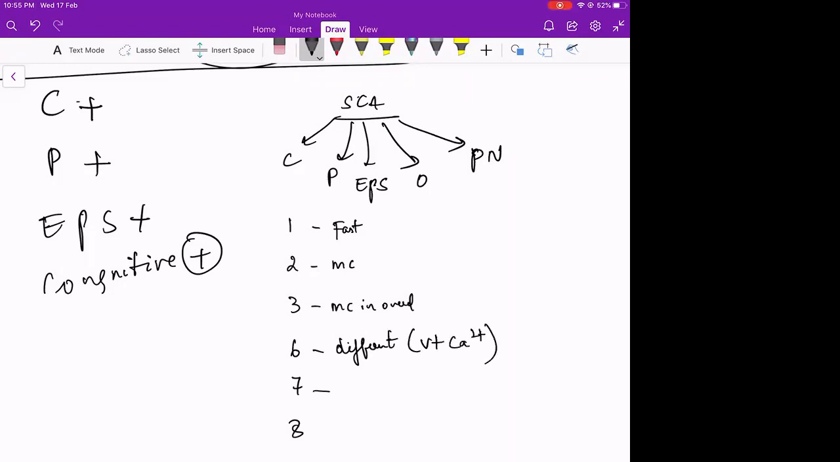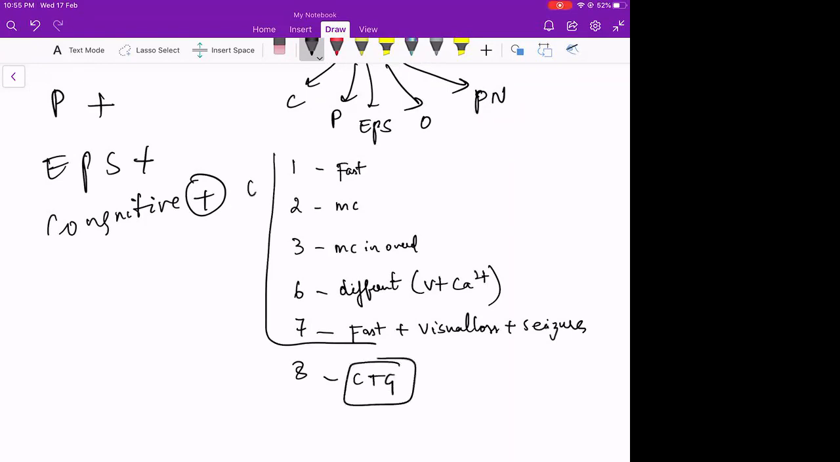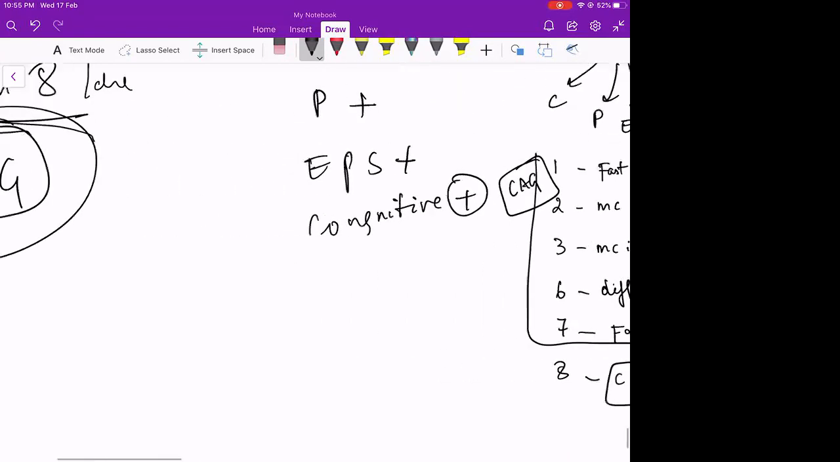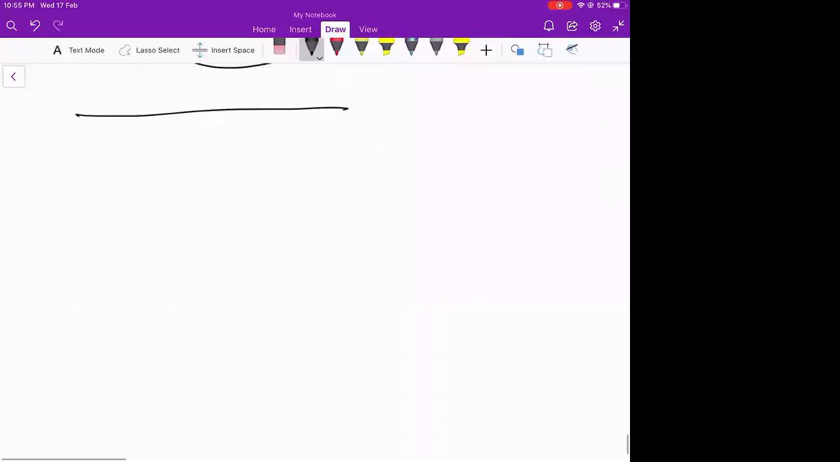Type 7 is also fast progressing. Along with that, the patient will have visual loss plus seizures. Type 8 is different from all of these. CTG repeats will be seen. Rest all will have CAG repeats. This completes the important spinocerebellar ataxias.